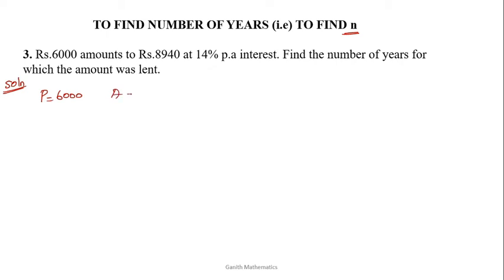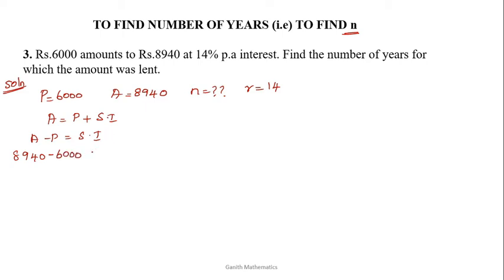So the amount is 8,940. We don't know n. The rate of interest is 14%. So we are going to find the number of years. For that we have to find the relationship between P and A. We know that A is equal to P plus simple interest, right? So A minus P equals simple interest. A minus P is 8,940 minus 6,000.